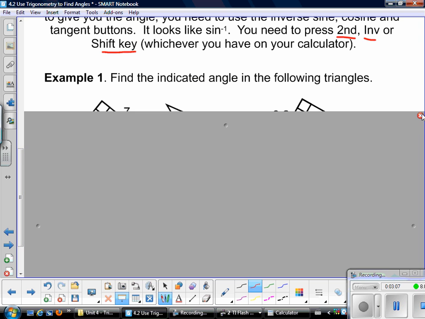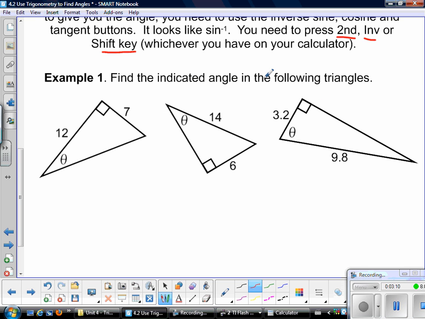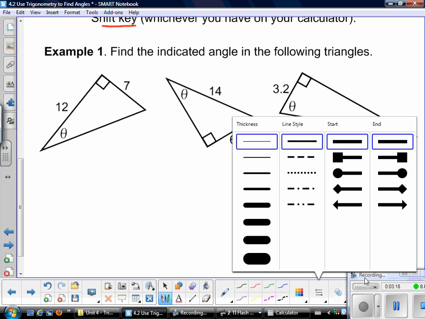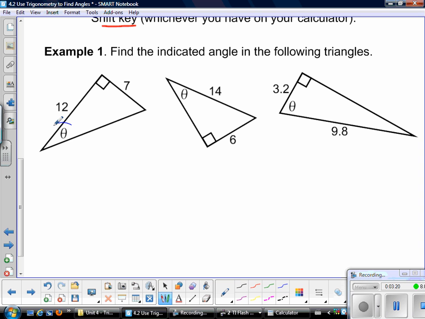Okay, the first thing we're going to do is find the indicated angle in the following triangles. Same thing that worked in our last questions. I want to circle my theta. Everything's labeled according to that. Directly across from it is opposite. Here's my hypotenuse, which means this is adjacent. So again, I can use SOHCAHTOA and see which one I need to use.